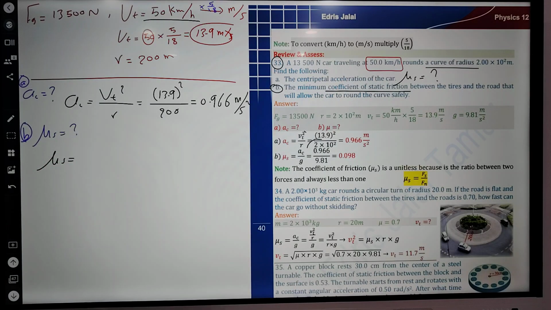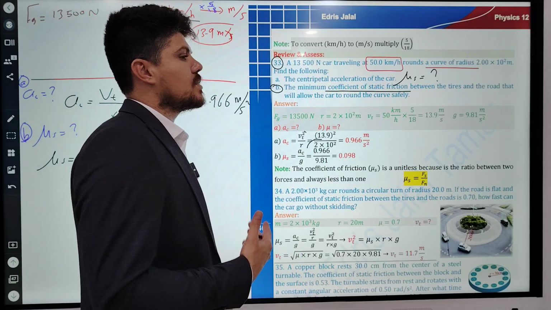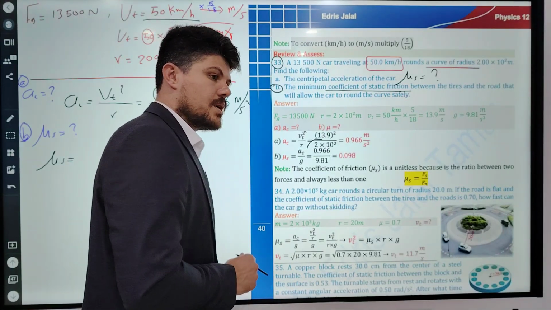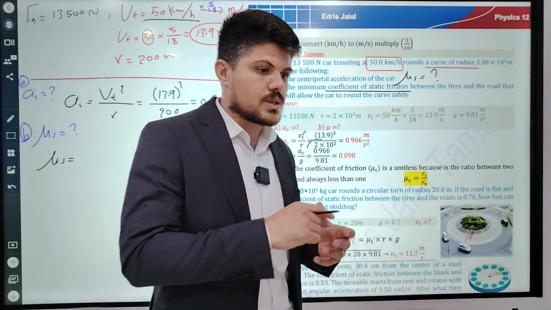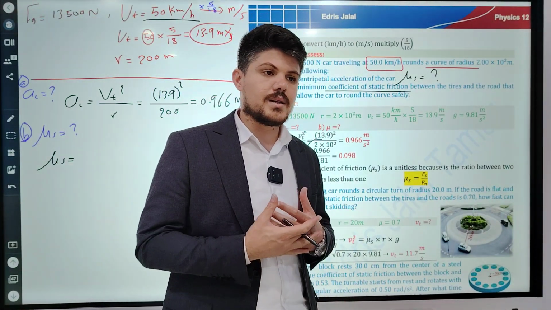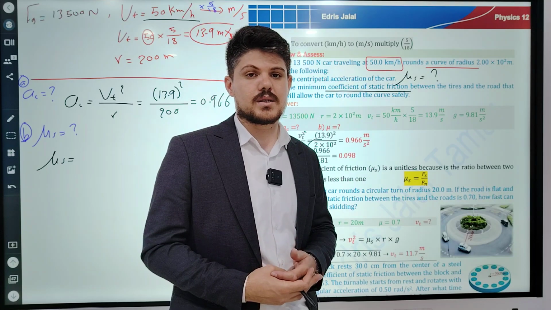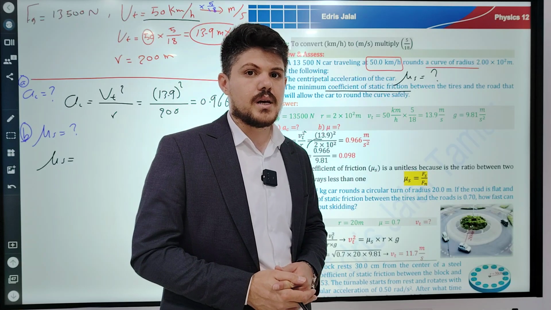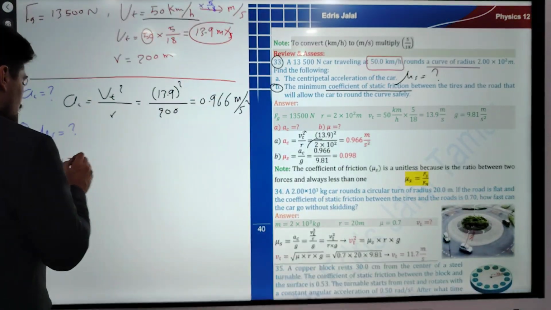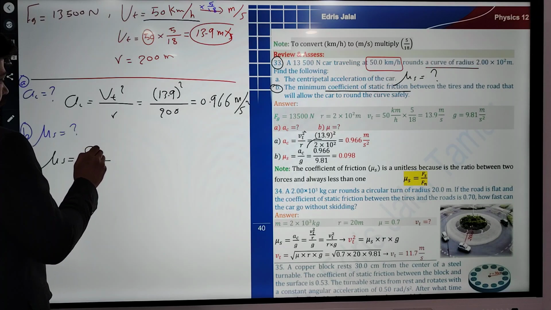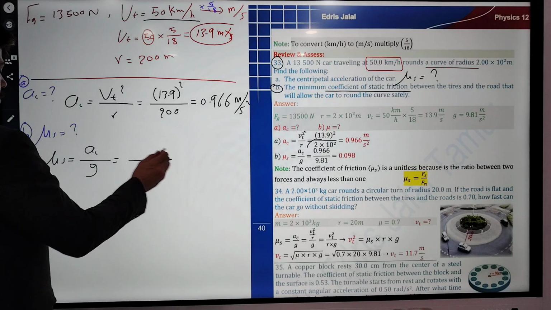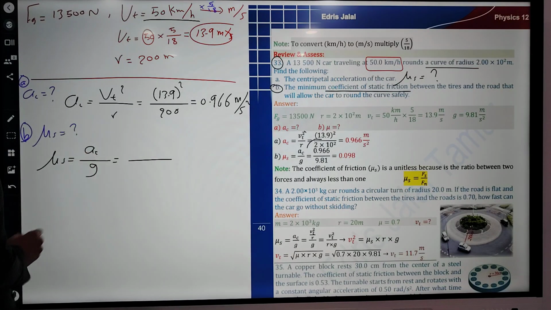How can you determine mu s? Because the question said the car is traveling around the curve. This is a car, this is not a cylinder. As I mentioned in a previous lesson, when a car is moving in a circular path, the static frictional force provides the centripetal force. So that is why Fc is equal to Fs, and mu s is equal to ac over g. We proved this equation.